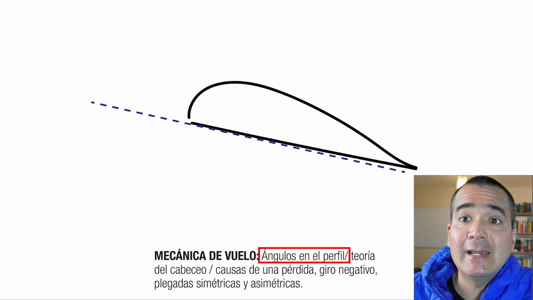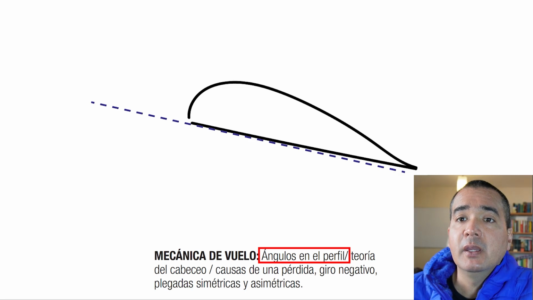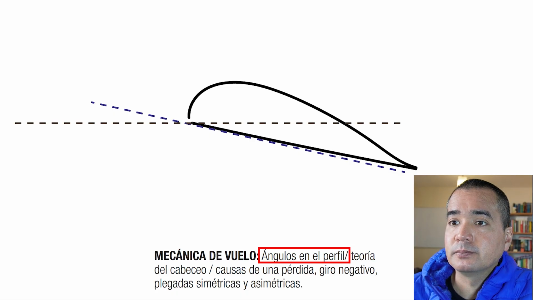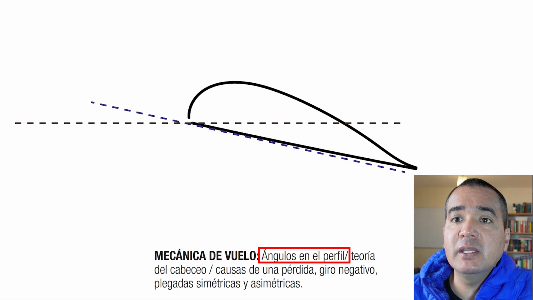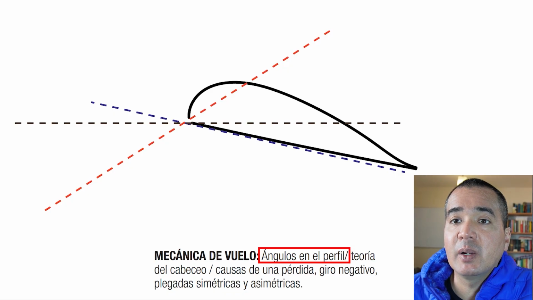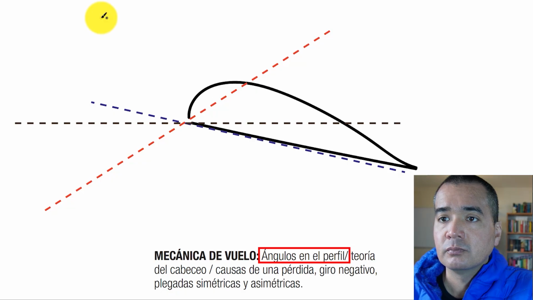The first one is the chord. The aerodynamic chord is this line, this plane that connects the leading edge with the trailing edge. The second is the horizontal line. The horizon will always be a completely horizontal line. And the third is our flight path. It is the trajectory along which we are flying, the path along which the paraglider is flying. The angles formed between these planes are the most important angles of the airfoil, and there are three.